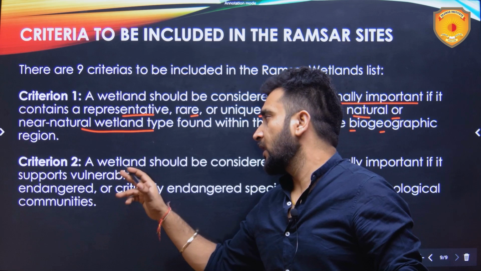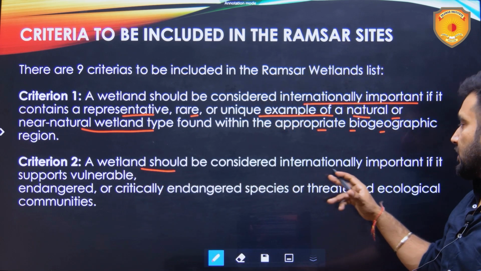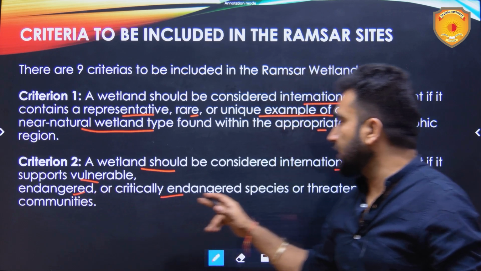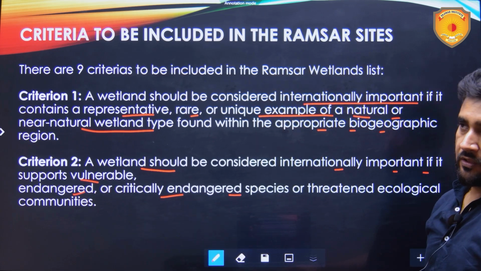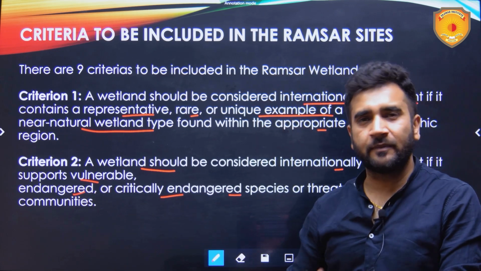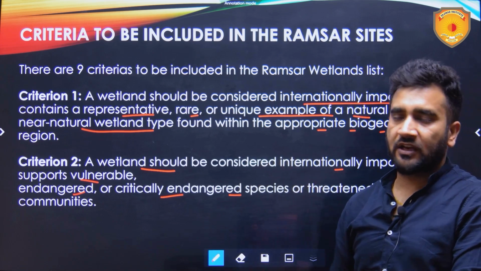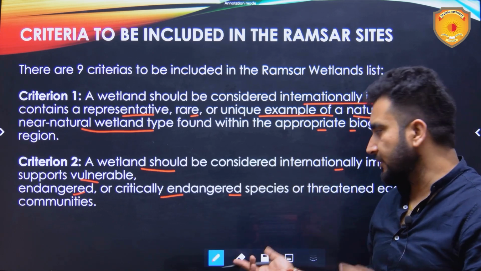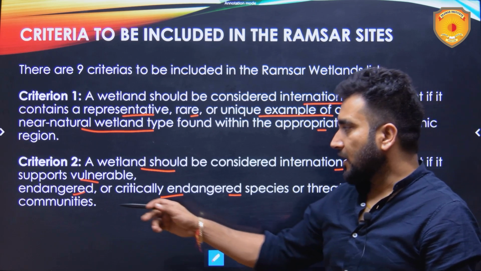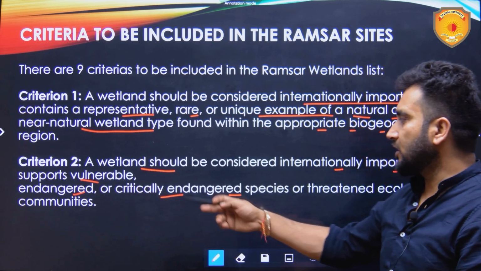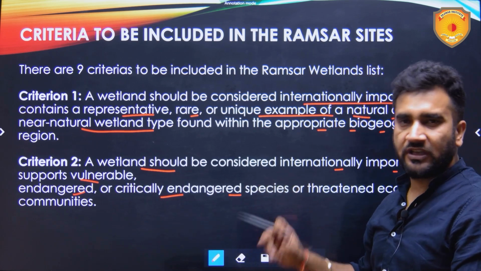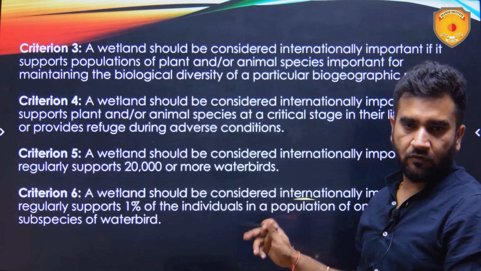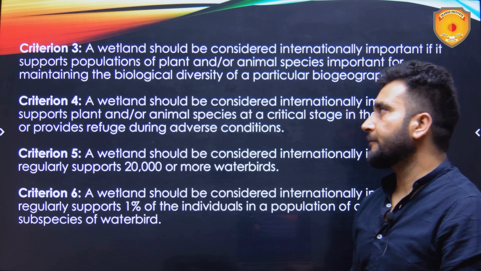Criteria 2: a wetland should be considered internationally important if it supports vulnerable, endangered or critically endangered species. These can be aquatic species and terrestrial species as well, like birds, or any marine animal. So if that animal is categorized as vulnerable, endangered or critically endangered, and that wetland supports such animals, then that wetland will be designated under Ramsar.